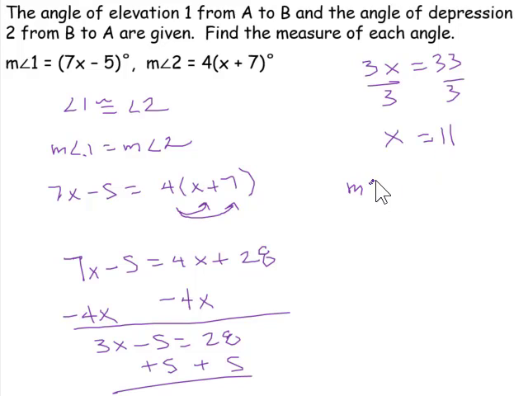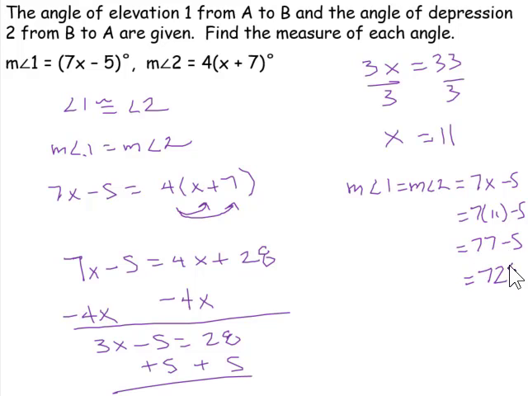The measure of angle 1 is equal to the measure of angle 2, which is equal to 7x minus 5. So 7 times 11 minus 5, 77 minus 5, total 72 degrees.